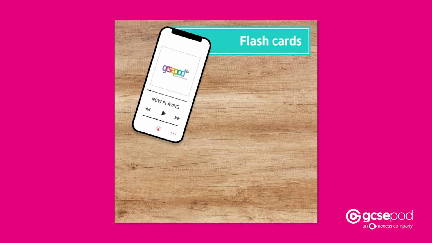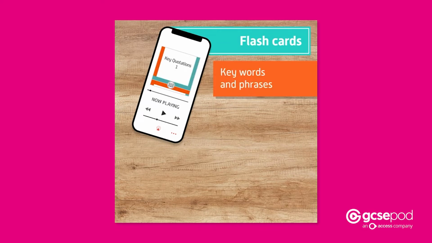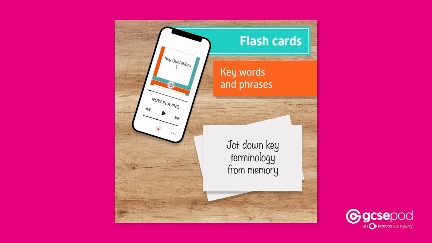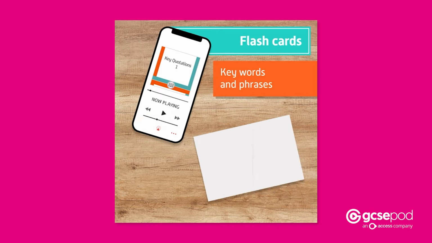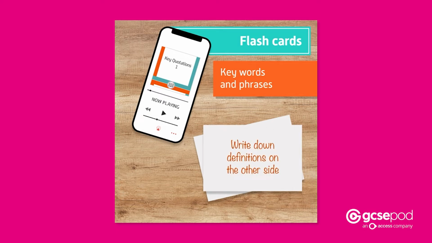Firstly, you can use flashcards. Watch a pod from start to finish and look out for the key words and phrases. At the end, jot down the key terminology from memory on one side of a piece of card or paper. Write down the definitions on the other side of the paper and re-watch the pod to make sure you got the key terms and definitions correct.